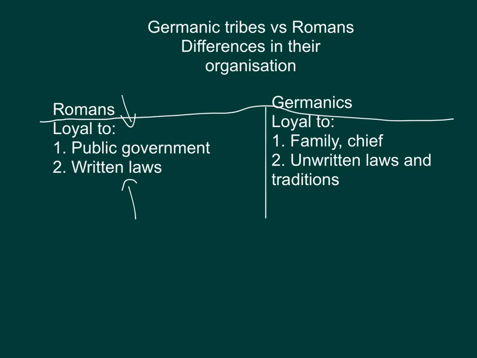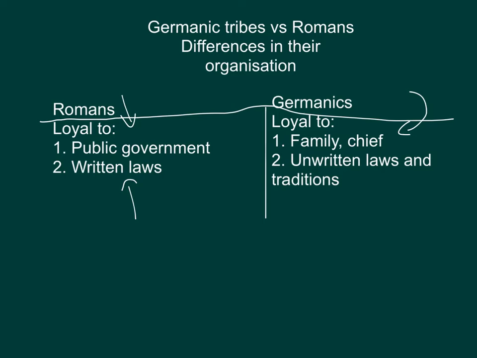On the other hand, we have the Germanics, and we can see here in the diagram, and you can see in your notebook, that they were first loyal to their family and their chief. So the most important thing for them was their family, to be loyal and respect their family and the chief, who is the leader of their tribe.